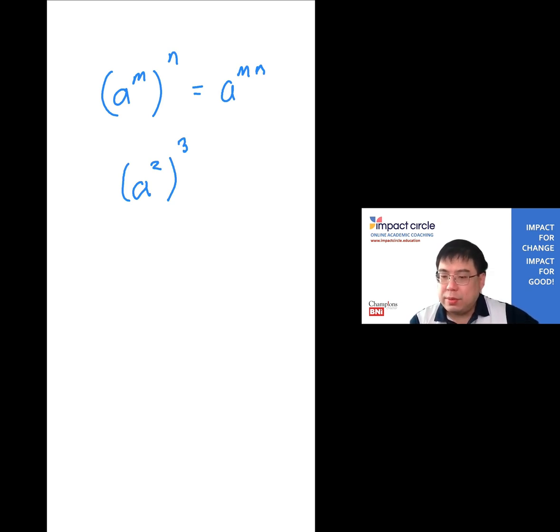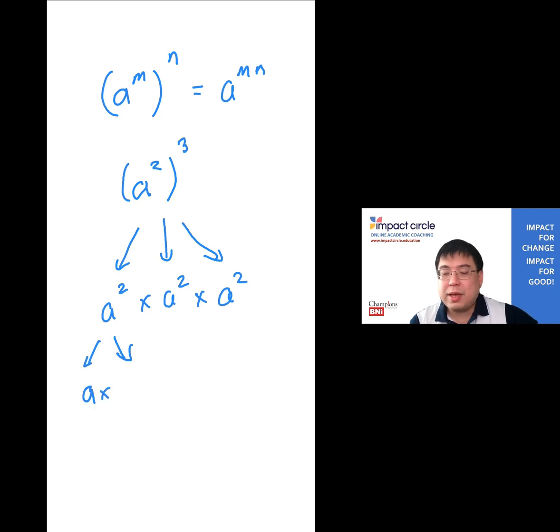This actually means that we have a squared times a squared times a squared. That's what power of 3 means: the number multiplied by itself 3 times. 3 copies of it, right? But each of these groups of a squared is actually a times a. This is a times a, and this is also a times a.